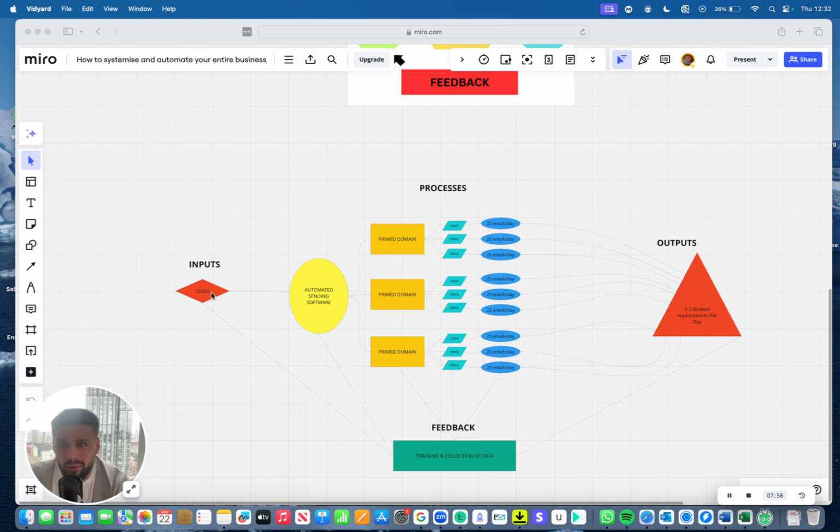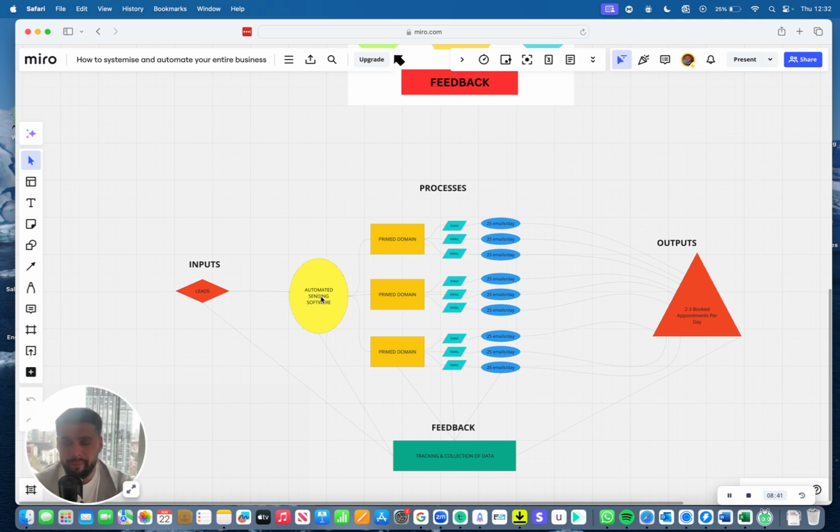Now, once these inputs are getting processed and turned into outputs, we've got the tracking and the collection of data going on throughout this whole process. As you can see, every single part of the system is getting tracked. We are collecting the feedback from every single point: the leads, the automated sending software, the prime domains, the emails, everything is getting tracked. Even when we book an appointment, we're of course going to track that as well. And then we can use all of this feedback to find out if there's a bottleneck, or if there's not a bottleneck, where we can improve in the system.